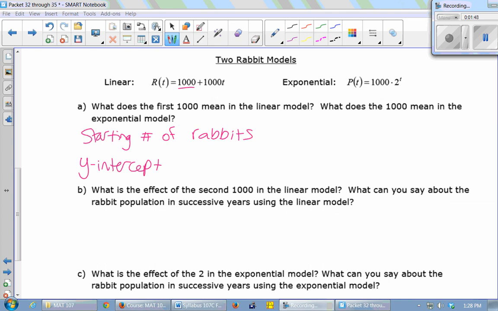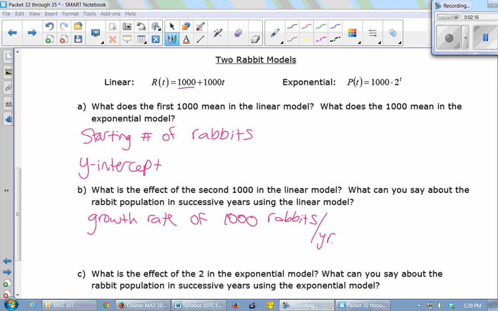All right, and the second 1,000 in the linear model, Scott just said, represents the growth rate, 1,000 rabbits per year, right? Per year. It's a slope, right? It's a slope of the line, and you interpret slope as a rate of change.